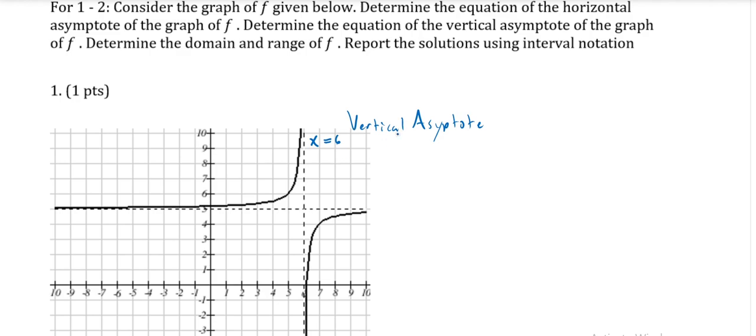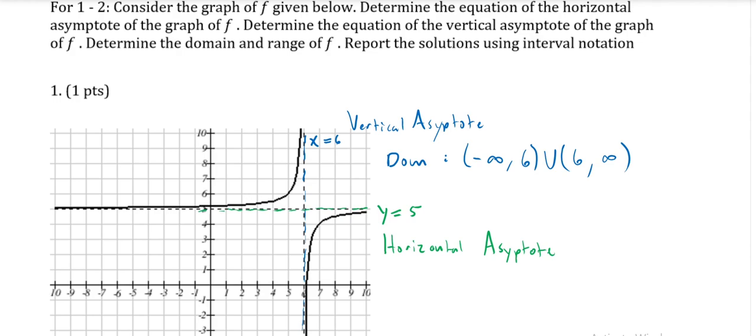So these points are removed from the domain. We would say that the domain of this rational function would be all of the points except for 6, which we write in this way using union symbols and open intervals, parentheses. On the other hand, it also has this asymptotic behavior in the horizontal direction at the line y equals 5. The rules about crossing horizontal asymptotes are a bit more lax. Now, this graph does not seem to cross that horizontal line.